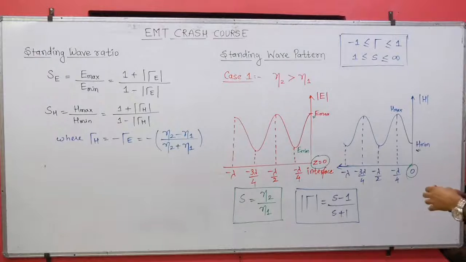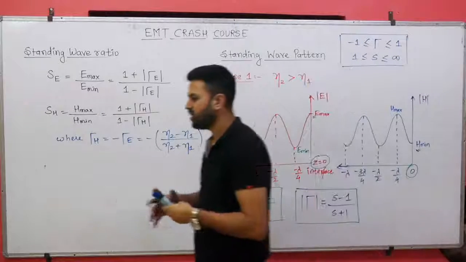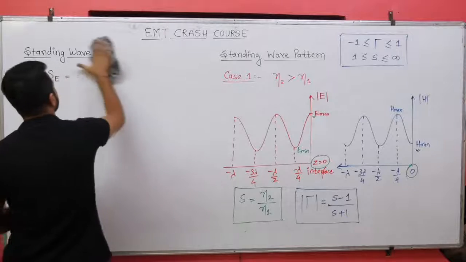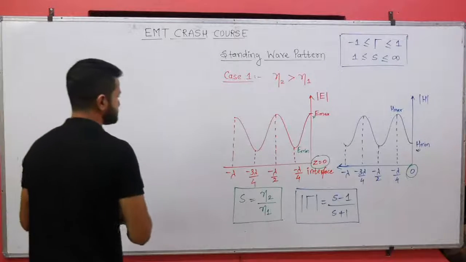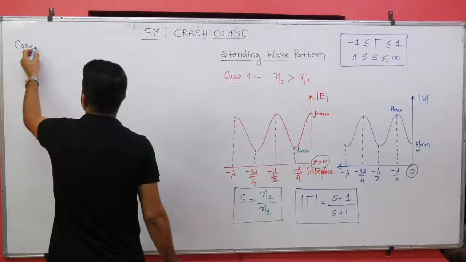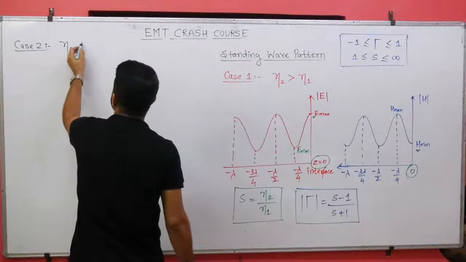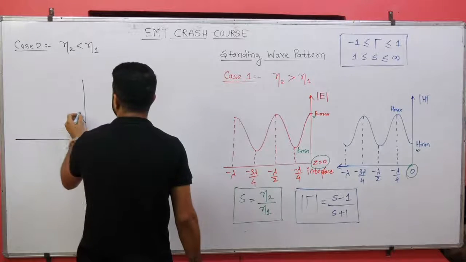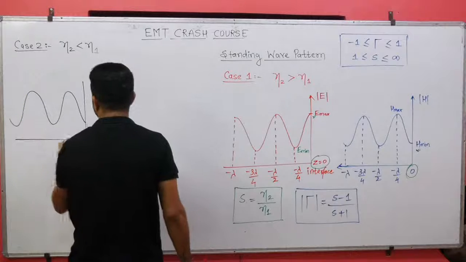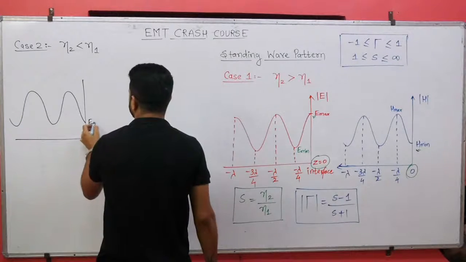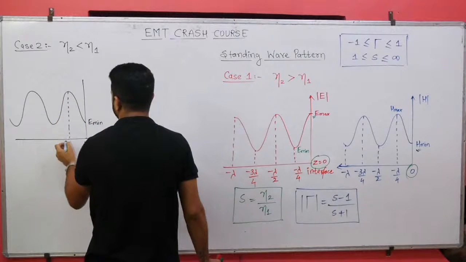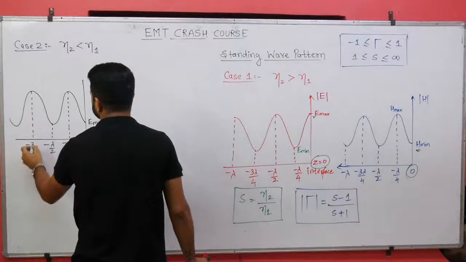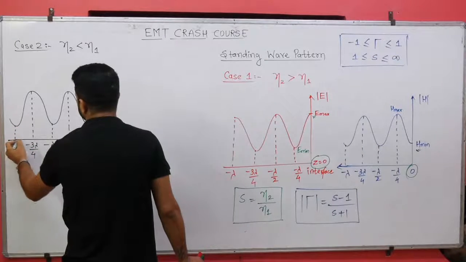One more thing that you should write here: the distance between two successive maxima or minima is lambda by 2, which we will draw in the second case. So in case 2, when eta 2 is less than eta 1, if you observe the standing wave pattern, you will find that the electric field is minimum at the boundary, at minus lambda by 4, minus lambda by 2, minus 3 lambda by 4 and minus lambda.